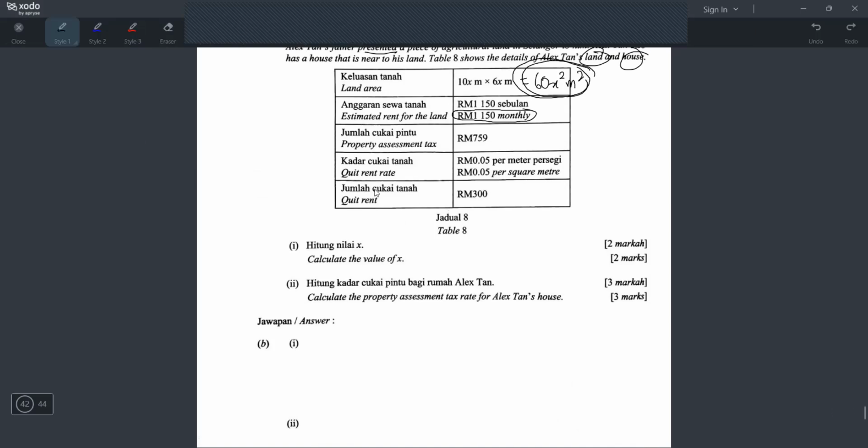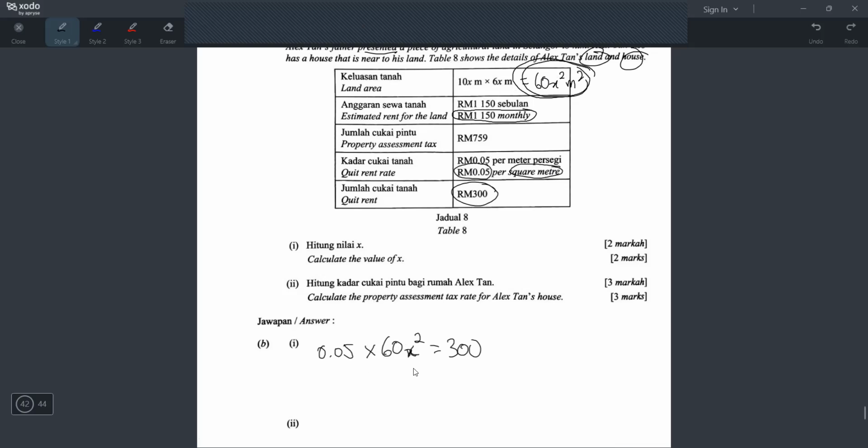Quit rent rate is 0.05, RM 0.05. And then don't forget to times with the total land area, which is 60x square. This is how we calculate quit rent, but they give you actually the quit rent is 300. So this one equals to 300. It means for 1 meter square, you have to pay 5 cents. So if you've got 60x square meter square, then you have to times them together, right?